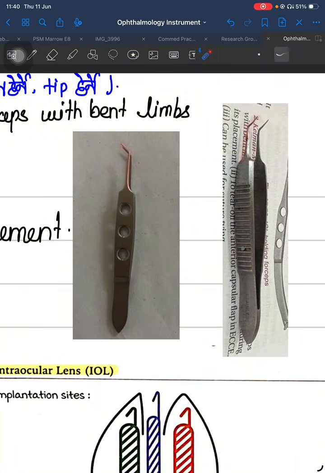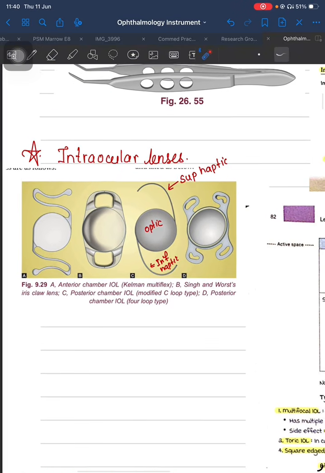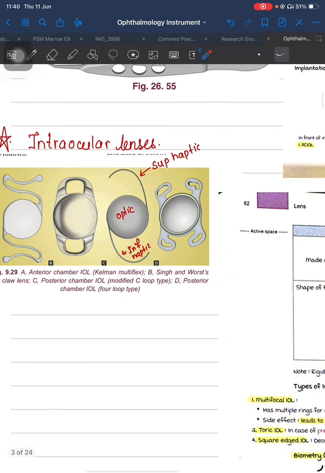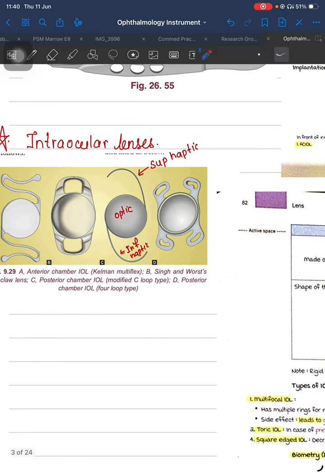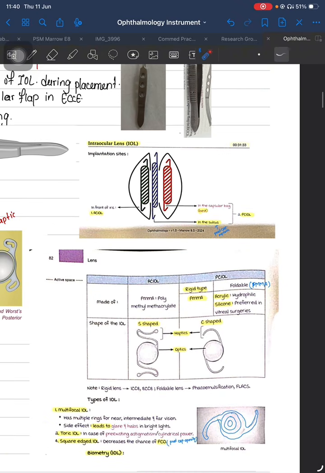Here is also this one, and then the intraocular lens. First, we have to remember that the intraocular lens consists of two parts. One is the central optic, and the second one is the haptic. Haptic is superior and inferior haptic. First, the intraocular lens consists of the superior and inferior.